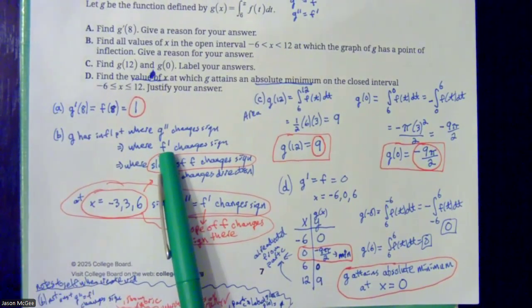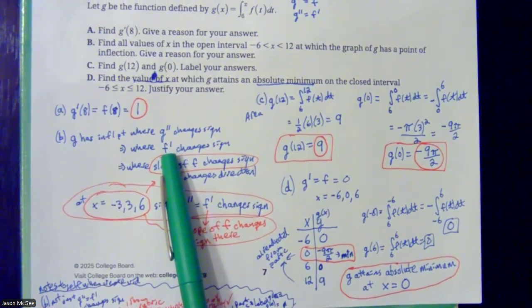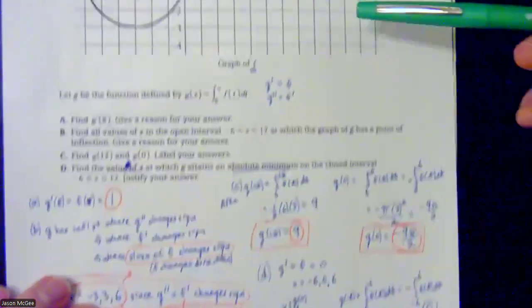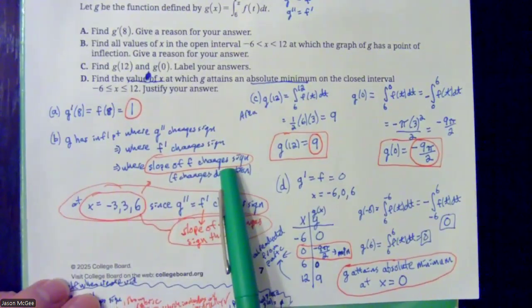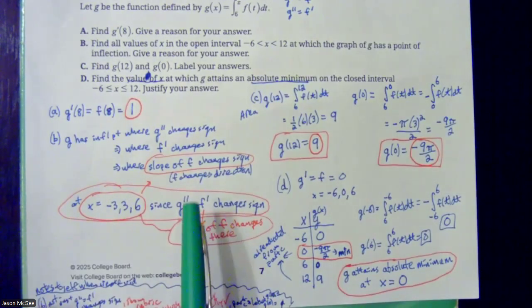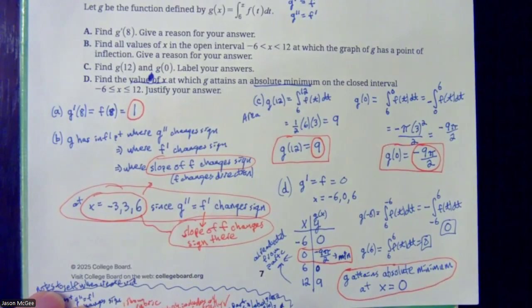And we know that f prime is the derivative of f, which is the slope of f. So I want to know where the slope of this given f graph changes sign. That's where that graph changes direction. That's where the graph changes from increasing to decreasing or decreasing to increasing, from going up to going down or going down to going up. So that's what you're going to look at to get your answers, and then we're going to include that in our justification.